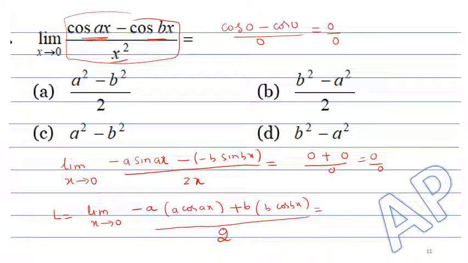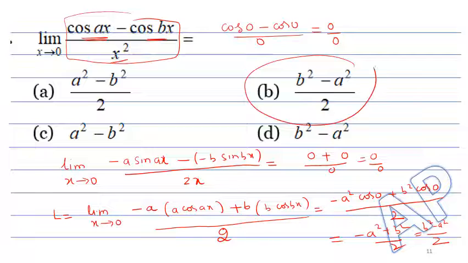Now if you apply the limit, I have minus a into a, minus a square cos 0, plus b square into cos 0, divided by 2. So cos 0 is 1, so we have (minus a square plus b square) by 2, which is (b square minus a square) by 2. So option B is the correct choice.